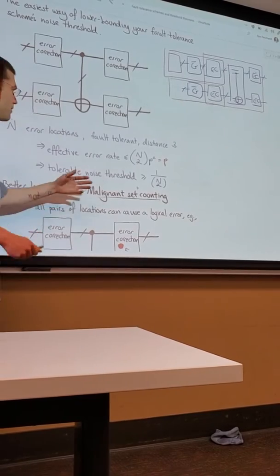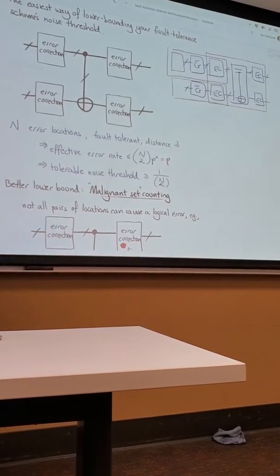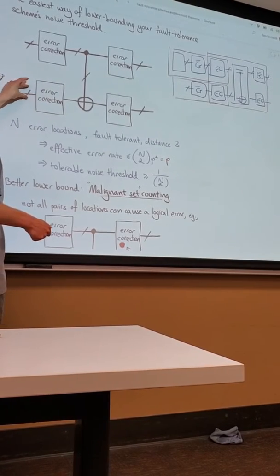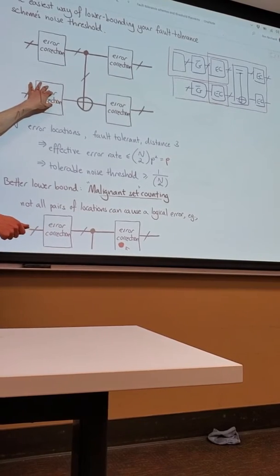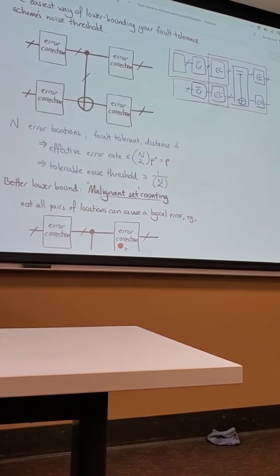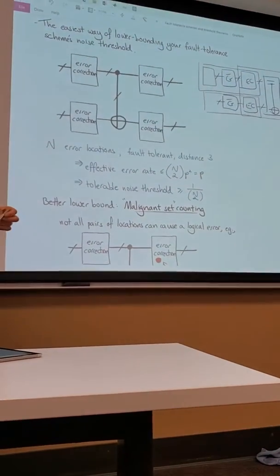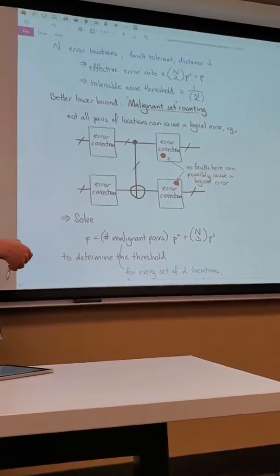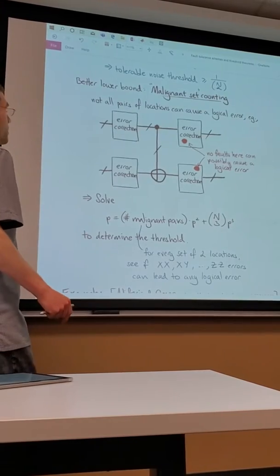And so if n is small, you're going to get a higher threshold, which is good. And so that generically says to make n small, what you need is your code to be small, or you need very efficient error corrections, fault tolerant error correction circuits. And that'll make the code tolerate more noise. In fact, the proof is nicer than that. In fact, what it says is you can get a better numerical threshold, which is what we call malignant set counting.